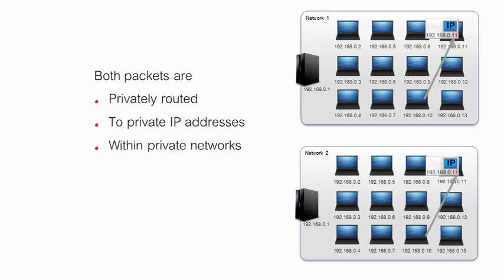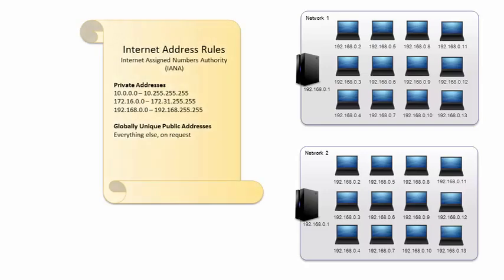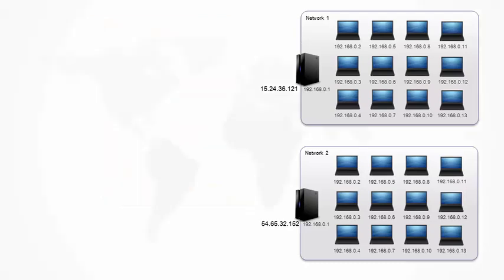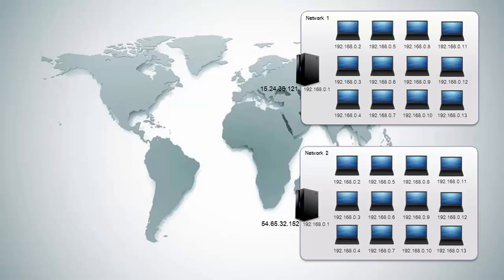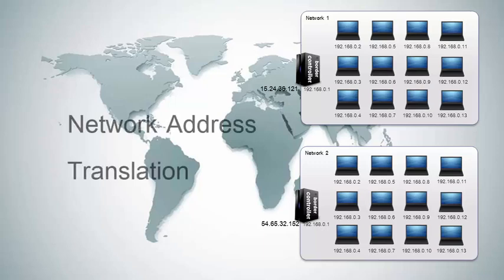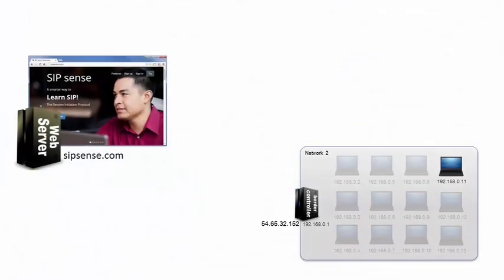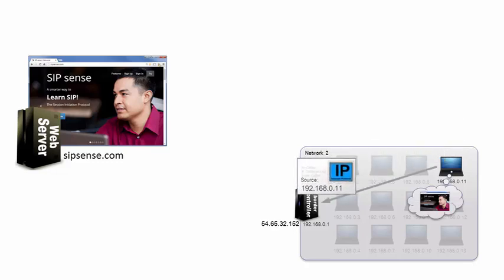Now, as well as having private IP addresses, each private network also has a globally unique public IP address with which to interact with the outside world, an address assigned to some kind of border controller, perhaps a firewall or an SBC, that maps internal private addresses to the external public address through something that's known as network address translation. For example, surfing the web from my 192.168.0.11 address, when I enter a URL, my packet will be routed first to the border controller as the exit point from my private network to the public network.